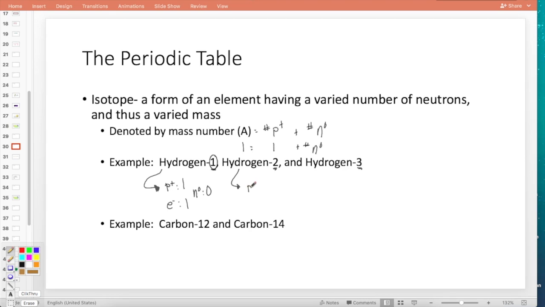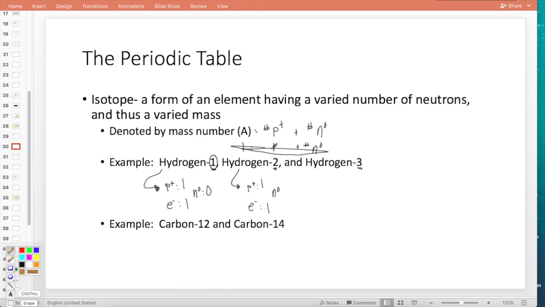How about hydrogen 2? How many protons does it have? Would it have 2 protons? No, that's not what this number means. It's hydrogen. Every hydrogen atom has the same atomic number, has the same number of protons. That is what makes it hydrogen, 1 proton. How many electrons, therefore, does it have? 1. Those are the same. How many neutrons does it have?